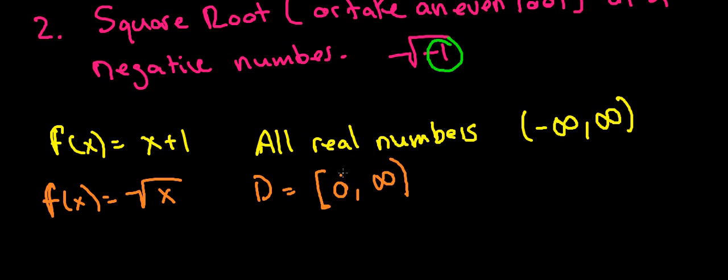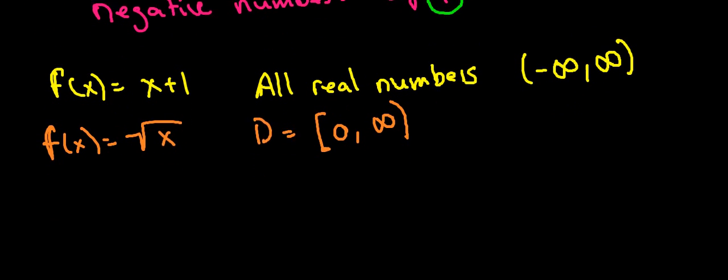So we go from 0 to positive infinity, and all of these values will work. It will give us a real number. If we put in infinity, the square root of infinity will give us a real number, obviously that's kind of ridiculous, but you understand what I mean. Anything in a positive direction will work.